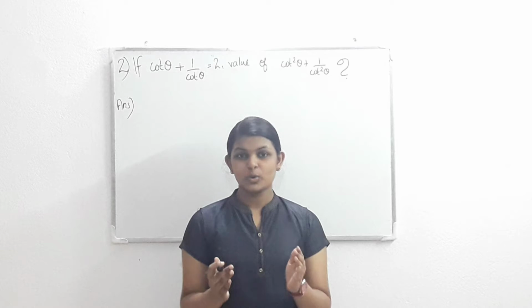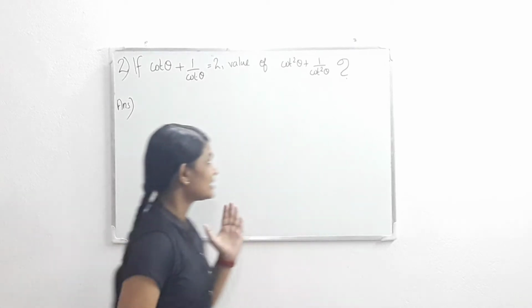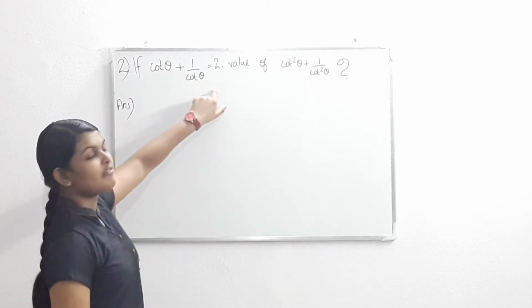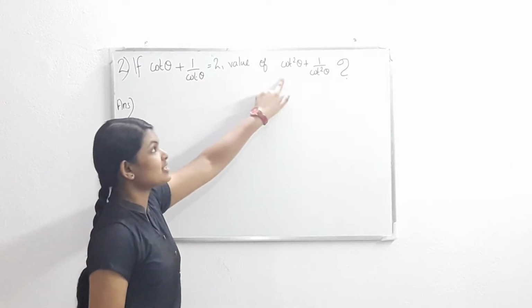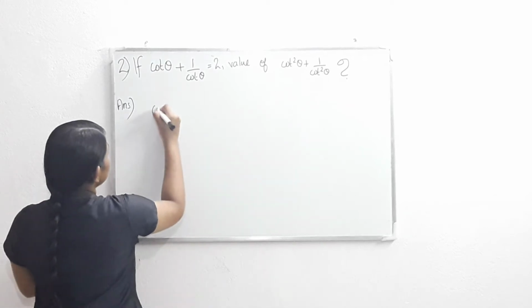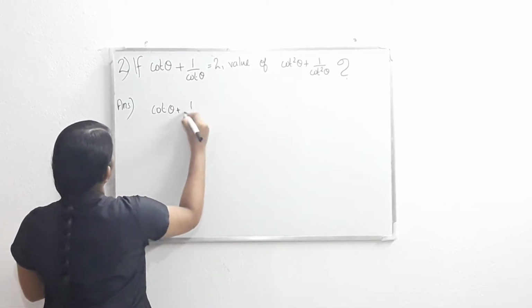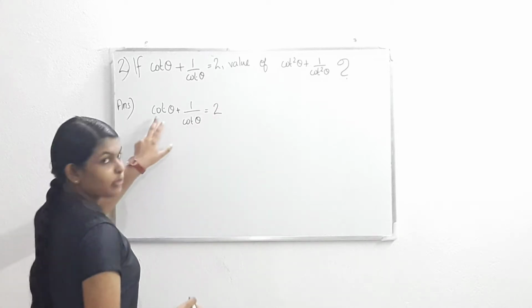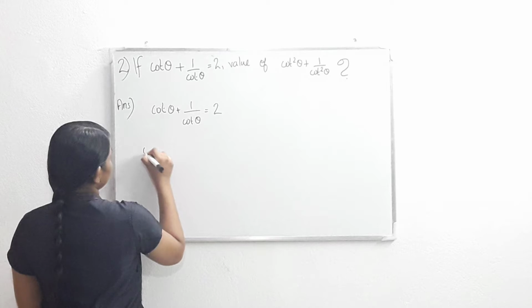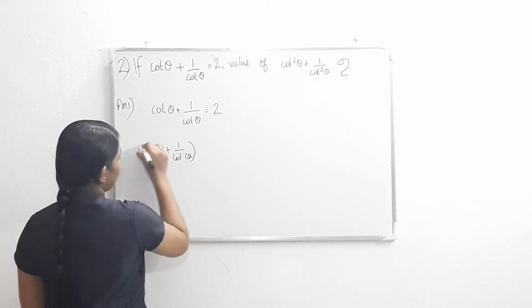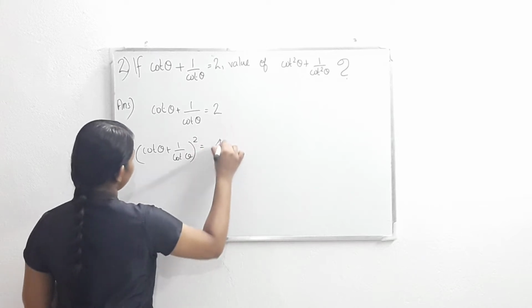Now we can discuss the second question. The second question says, if cot theta plus 1 by cot theta is equal to 2, we have to find the value of cot square theta plus 1 by cot square theta. Given that cot theta plus 1 by cot theta equals 2, we can just square this. On squaring, cot theta plus 1 by cot theta, the whole square, will be equal to 2 square, that is equal to 4.